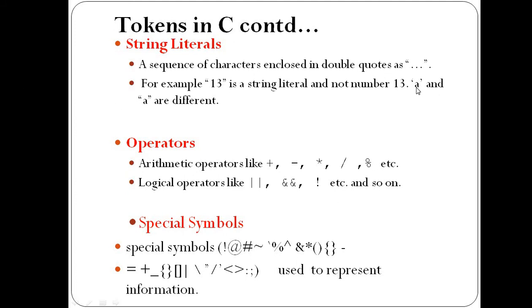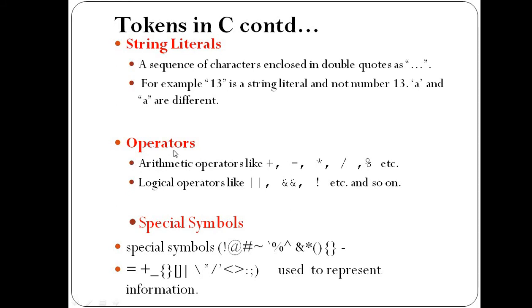And the same for 'A' and "A". In single quotes, if we write a character, that is a single character. But if we write characters in double quotes, that is considered a string. So this 'A' and this "A" are different representations in C. Whatever we denote in single quotes is a character, and whatever is between double quotes is a string. Understood?